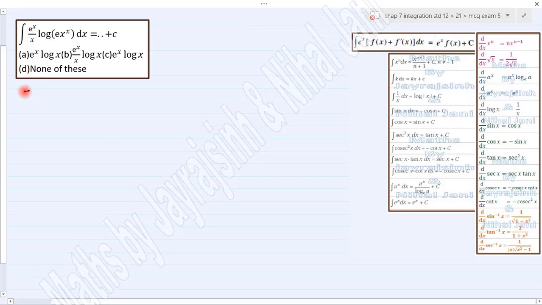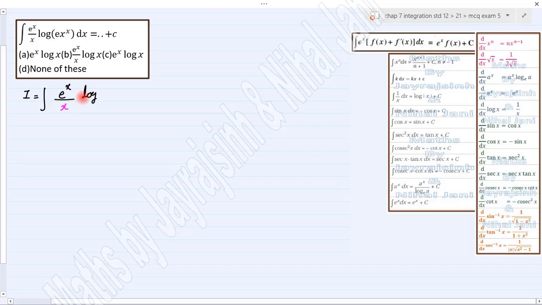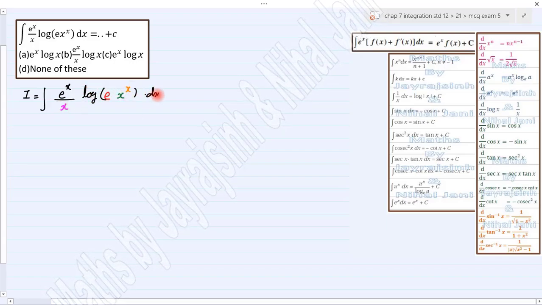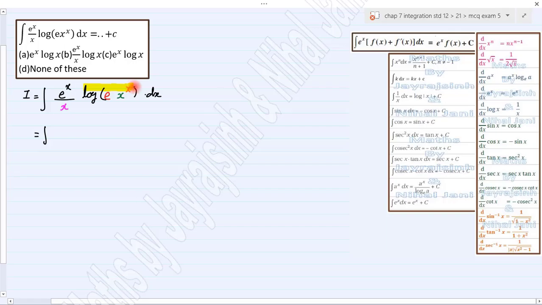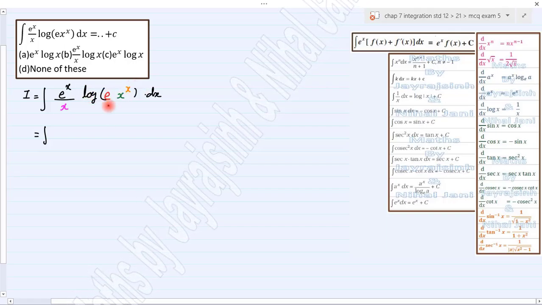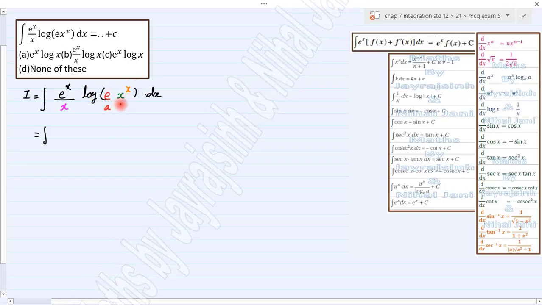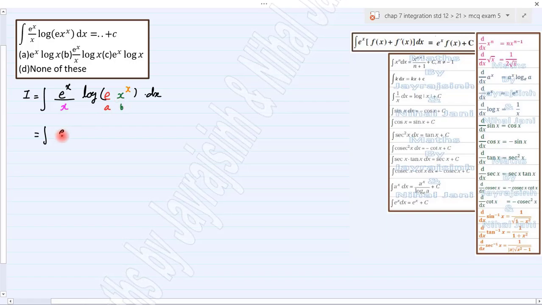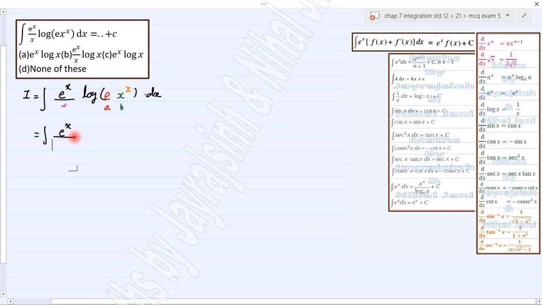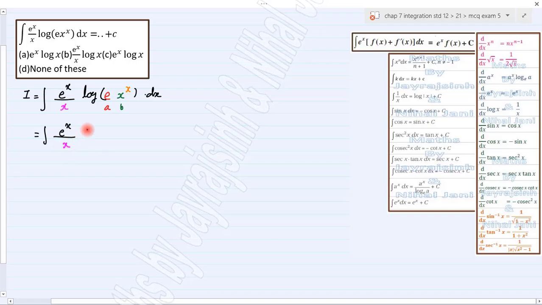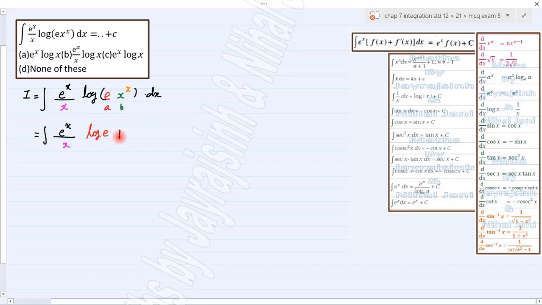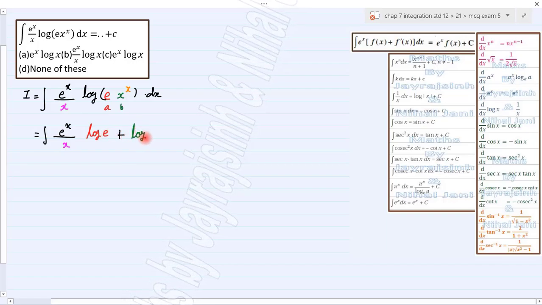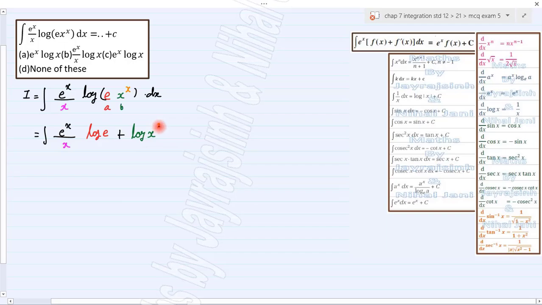In this question, we have to integrate e raised to x by x into log of e into x raised to x. Now, before we go for integration, let's use the property of log to simplify. Log of e into x raised to x, where e is a and x raised to x is b. So your e raised to x upon x will be as it is, and log of a into b is simply log a plus log b, or we can say log e plus log x raised to x, dot dx.